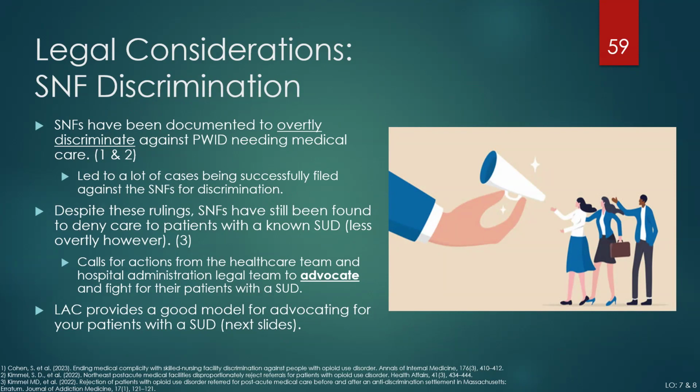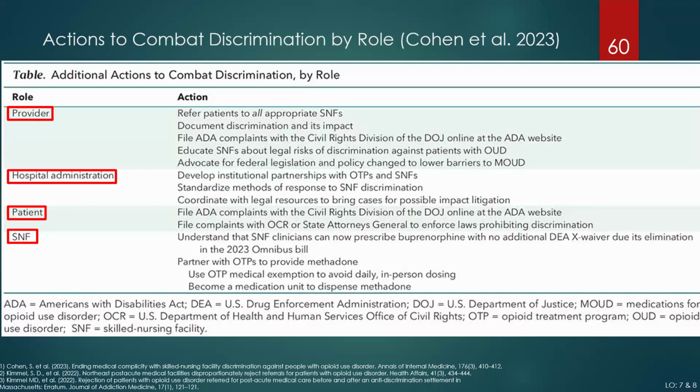And there is a legal action center in New York that provides a great model for advocating for your patients with the substance use disorder. This is a great chart. I like this because it provides instructions not only for people who need the treatment, the patient, but also the provider, the healthcare administrator, or the hospital administrator, but also the skilled nursing facility. They said that clinicians there can now get buprenorphine through the DA waiver. So it's not saying the hospital just go against the skilled nursing facilities and fight. It's giving advice to all of them.